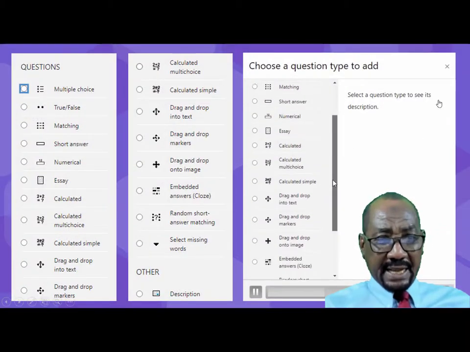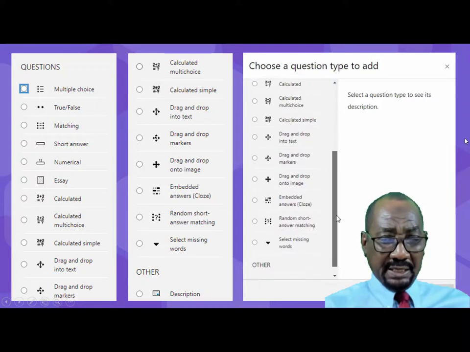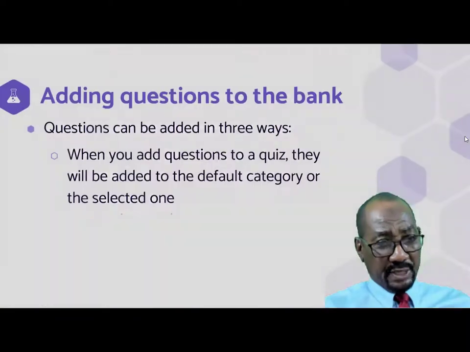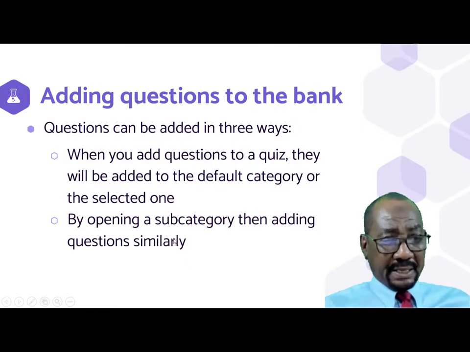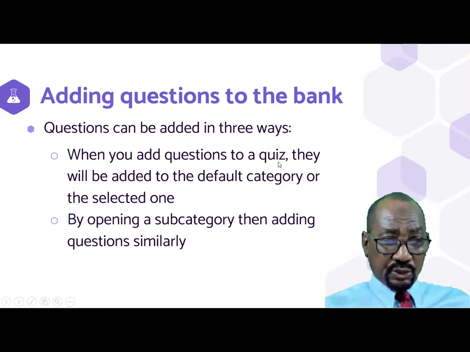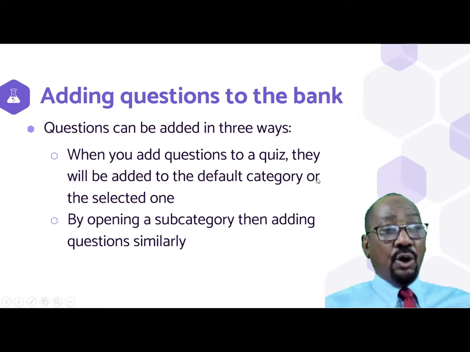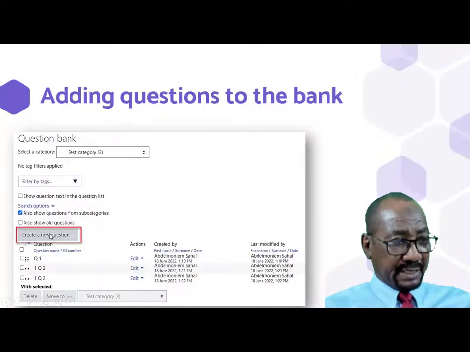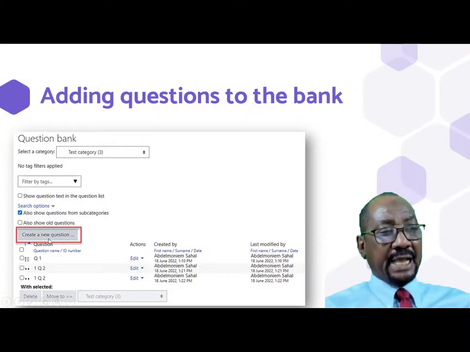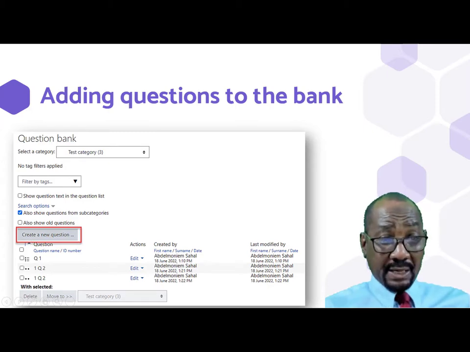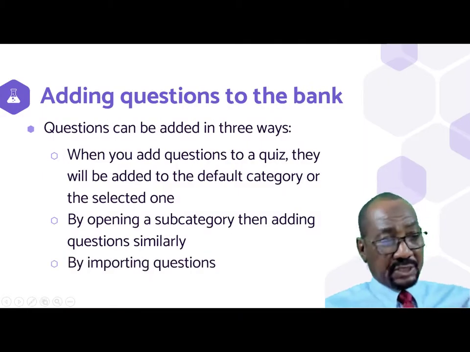Also, you can see the same types of questions found in the bank, they are found also when you add questions to the quiz. So by opening a subcategory, then adding questions similarly. I mean, you add questions to the quiz, and they will be automatically added to the category, or by opening the subcategory, then adding questions. So you open the subcategory, and then you click on create a new question inside the open subcategory. There is test category, there are 3 questions. Now I want to create a new one, and similarly I'm going to select the type, etc.